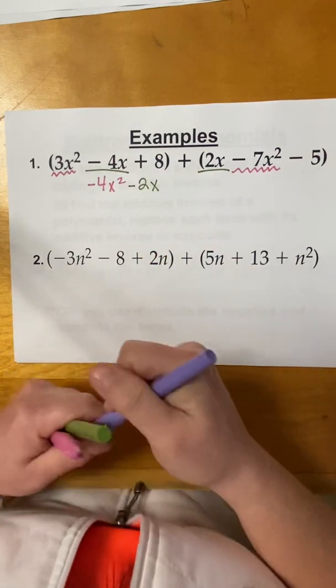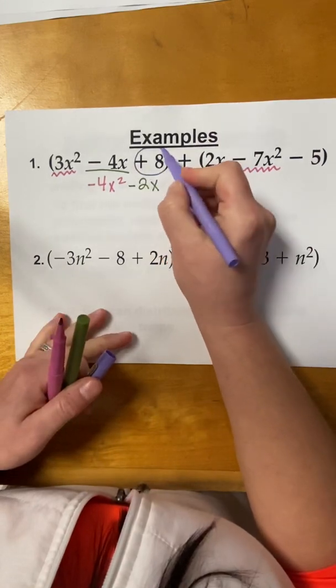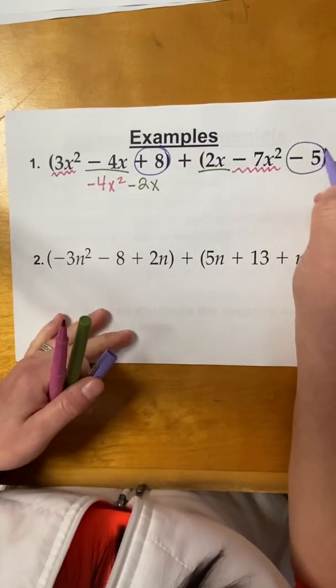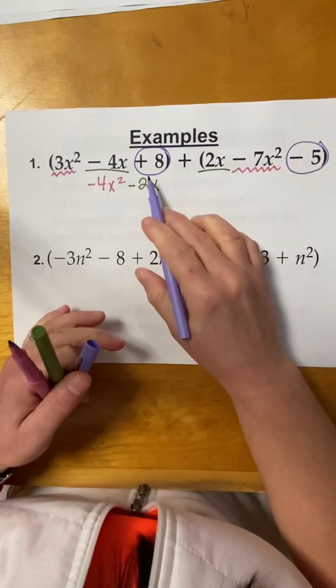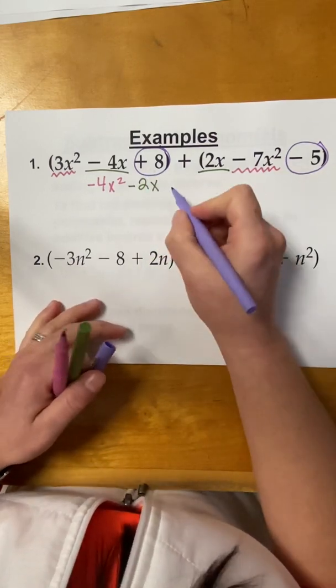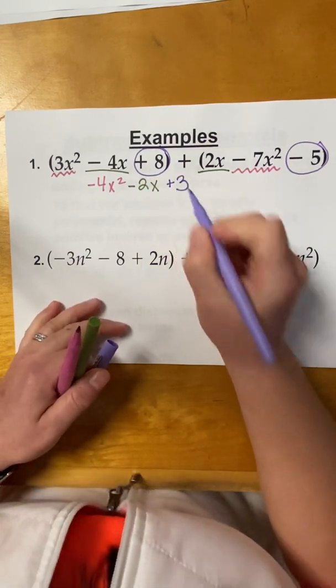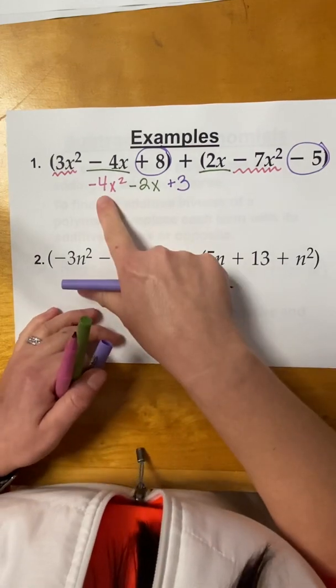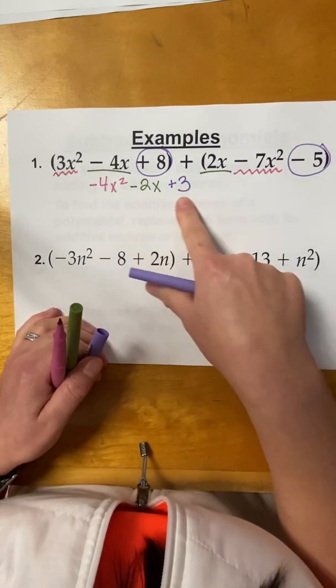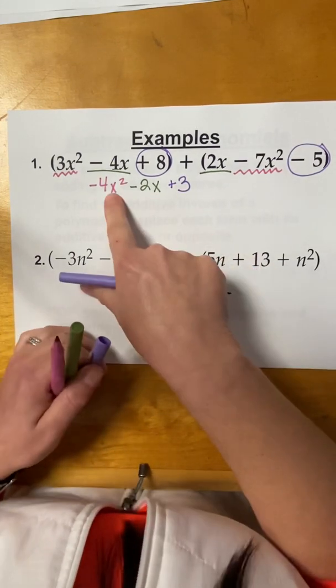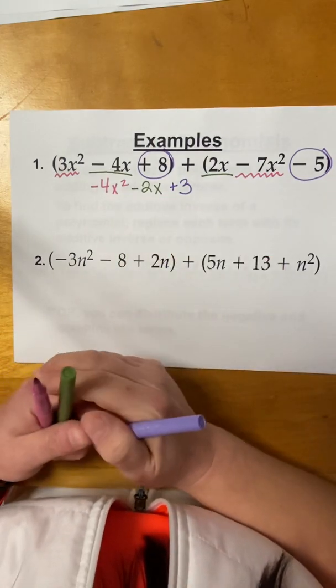Then we'll put our constants together. We have positive 8 and a minus 5 or negative 5. 8 plus negative 5 or 8 minus 5 is 3. So the sum would be negative 4x squared minus 2x plus 3. And that's it. You can't put x squares and x's together. They are not like terms.